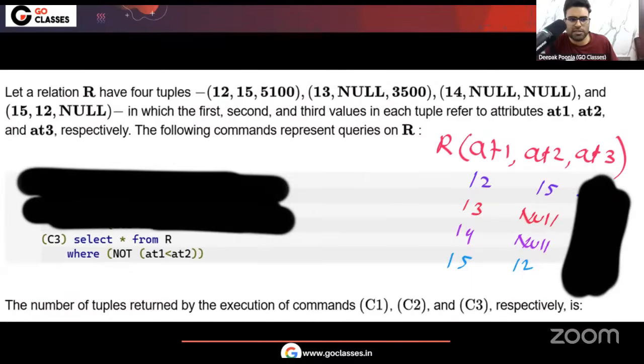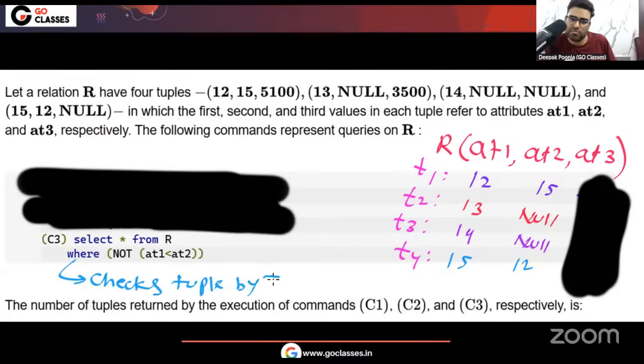Now let's check all these tuples. This tuple T1, this tuple T2, this tuple T3, this tuple T4, let's check. Remember one thing, this where clause will check tuple by tuple. Yes or no? Tuple after tuple it will check. So let's check for tuple T1.